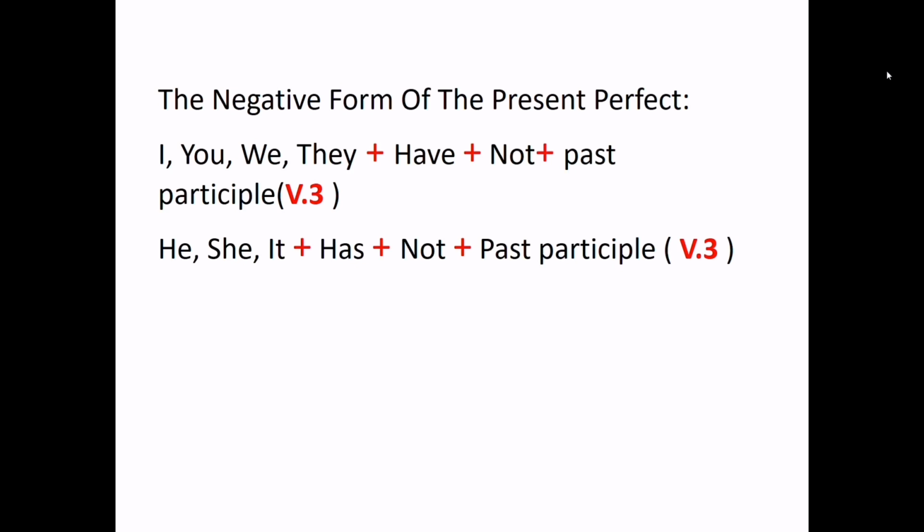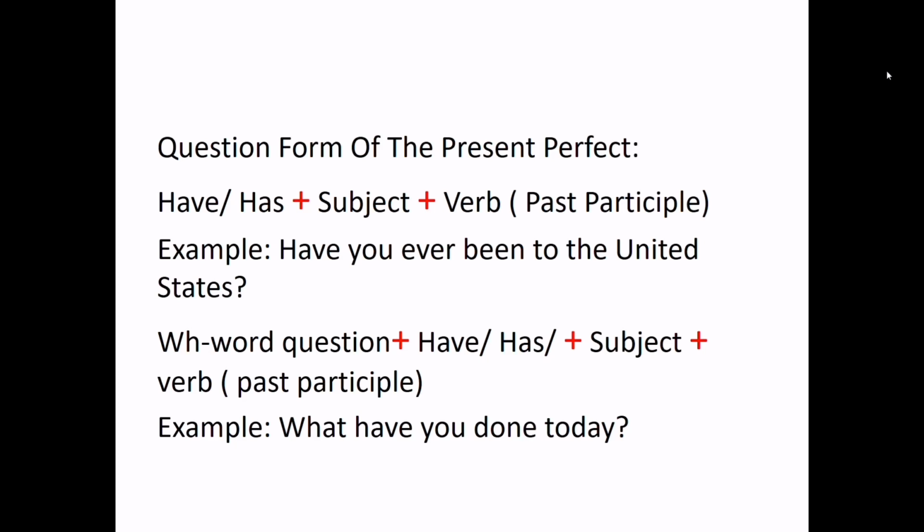Now the negative form of the present perfect is that we add not after have. I, you, we, they, plus have, plus not, plus the past participle, which is verb 3. And he, she, it, plus has, plus not, plus the past participle, which is again verb 3.